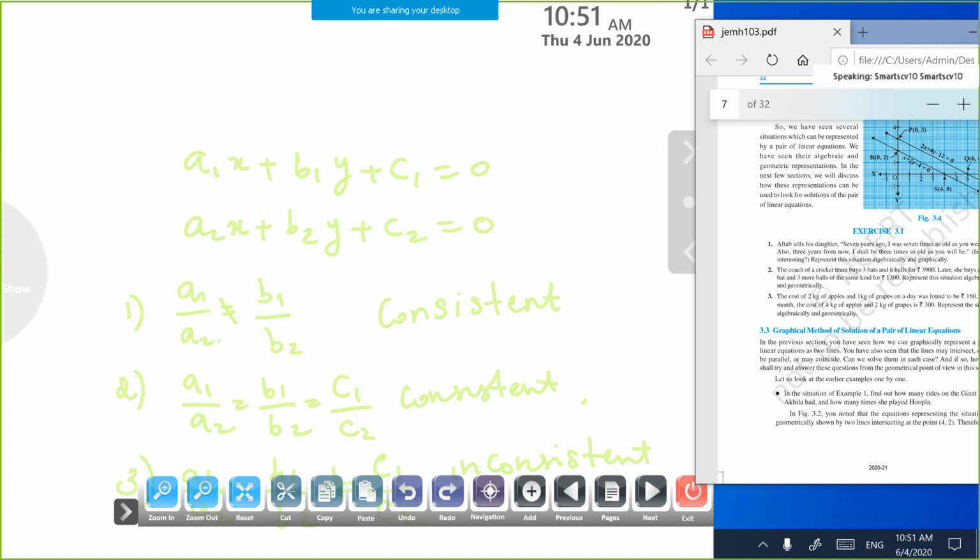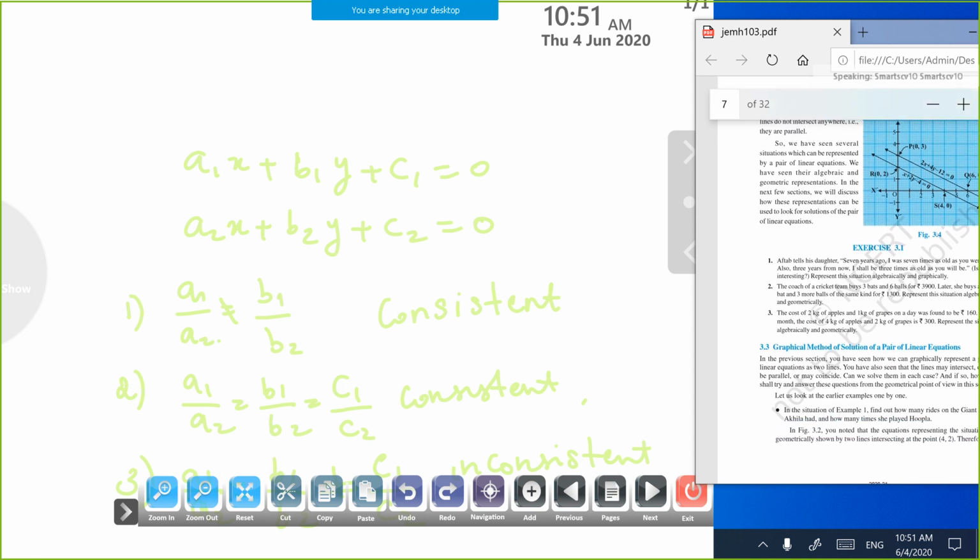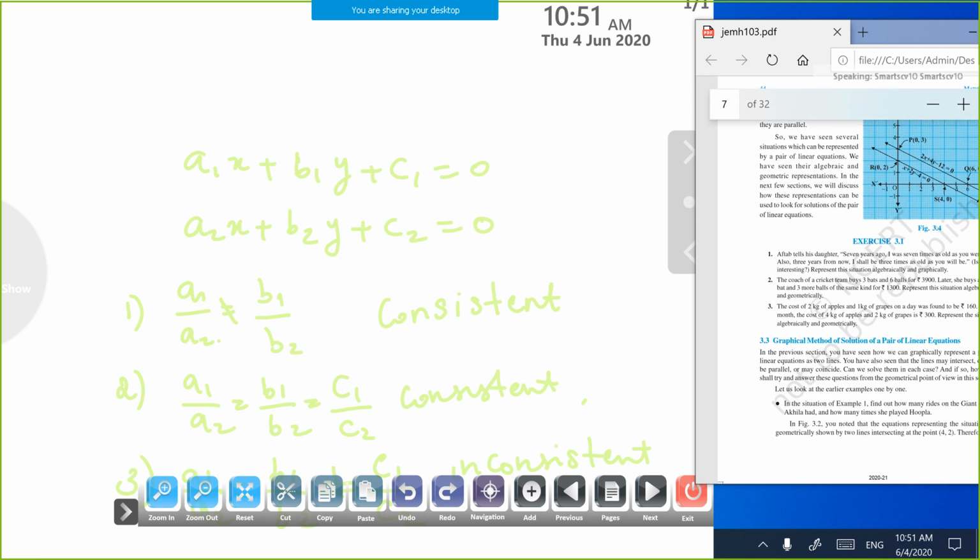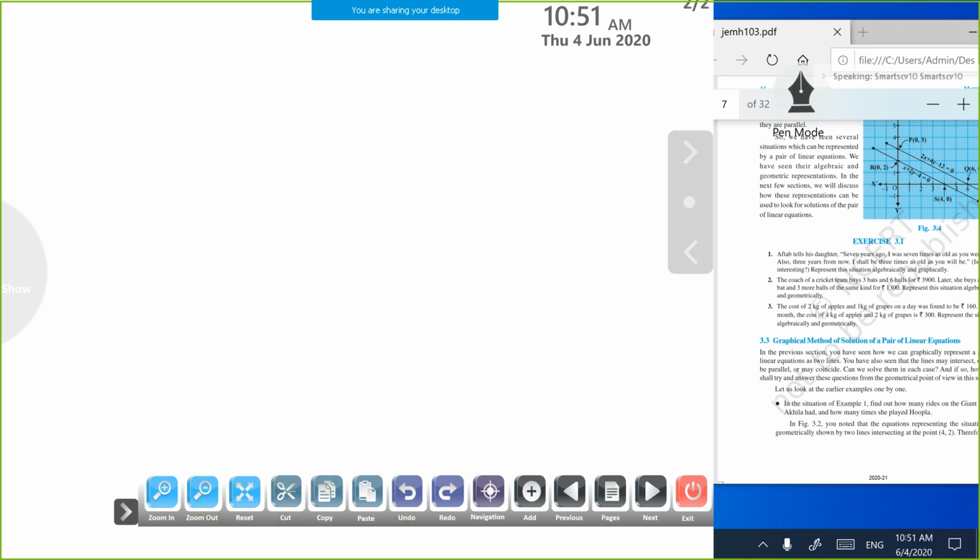Take your textbook, take exercise 3.1, that is page 44 in your textbook, and read the first question.